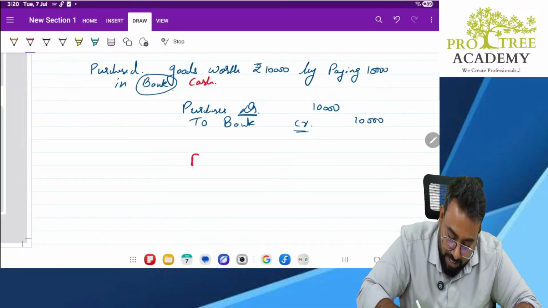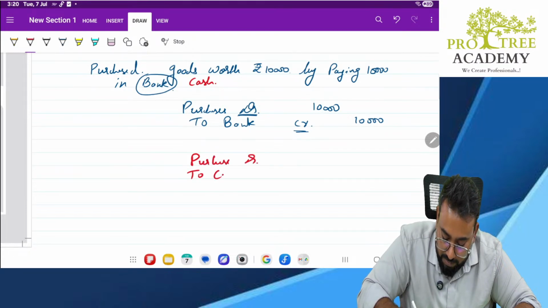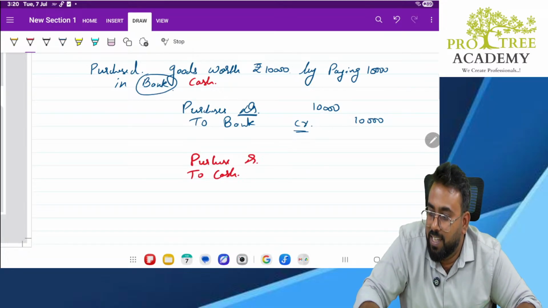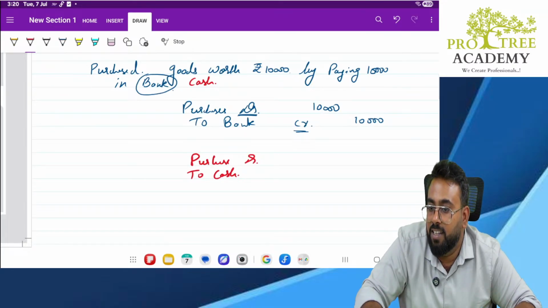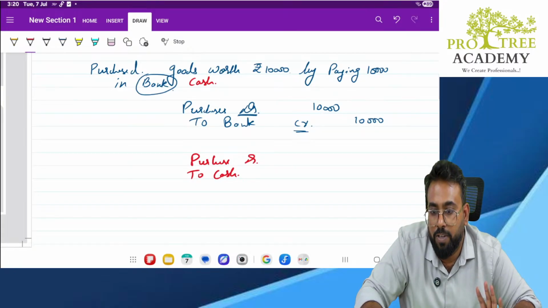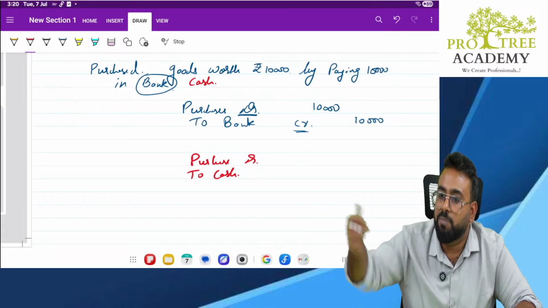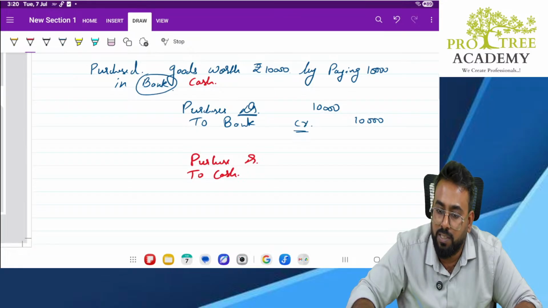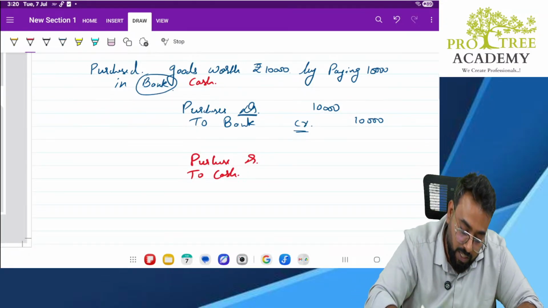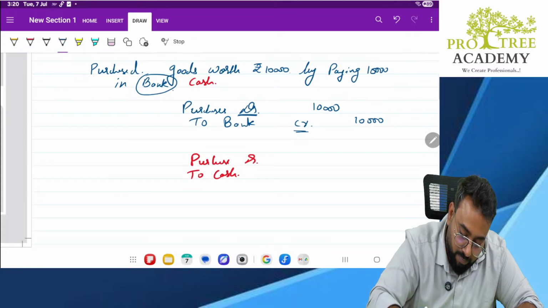Simple. The entry will remain the same. Purchase account debit to cash. Cash is also an asset. When asset decreases, credit. Sir, how is cash an asset? Sir, a resource controlled by the entity from which future economic benefit inflow is there? Yes, it is there. We can purchase something from the cash, correct or no? Yes. So this is the entry. Sir, what if we have purchased on credit?